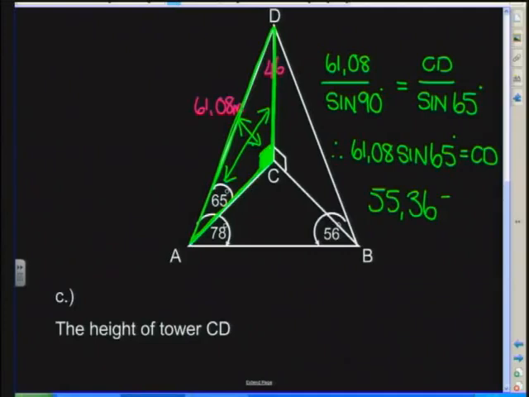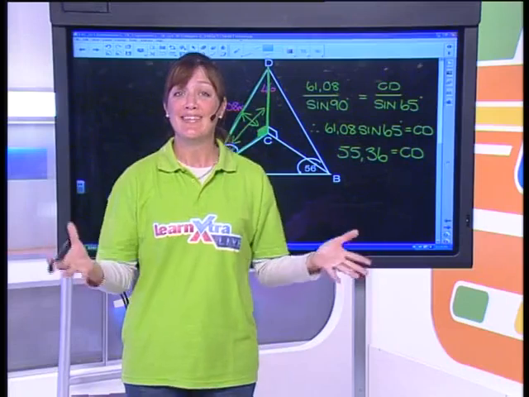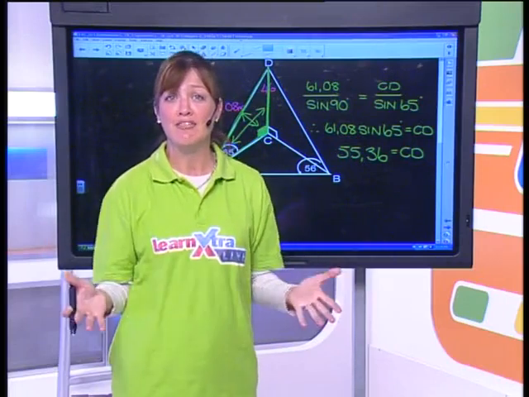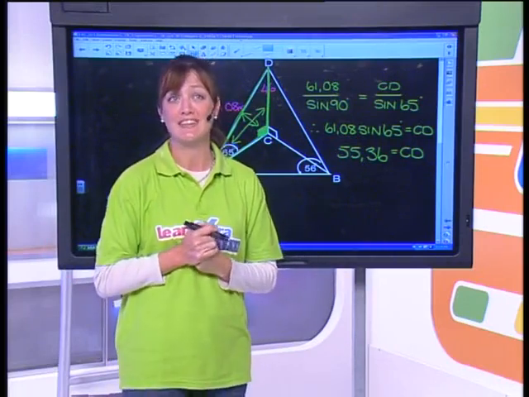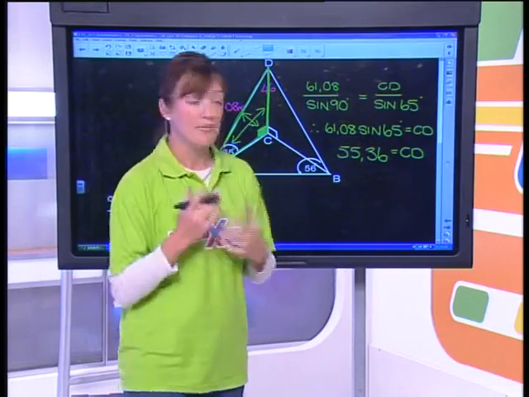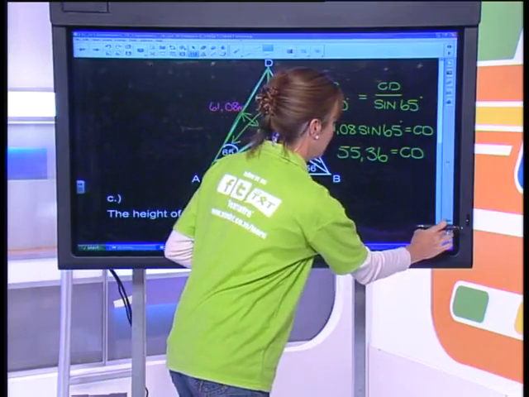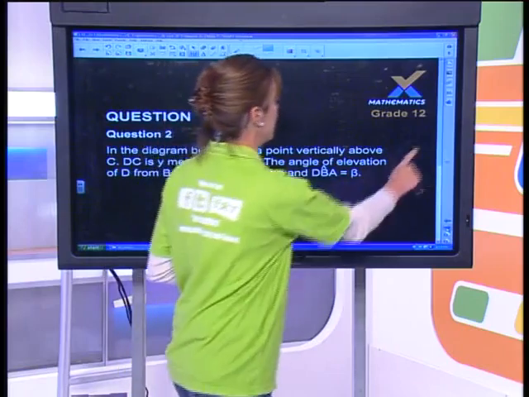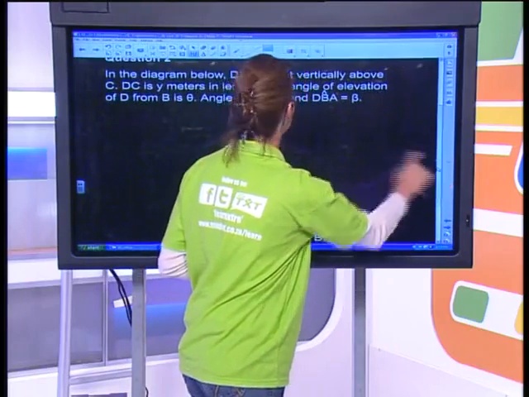55.36 is the length from C to D. Okay, so there we go. That was all the sine rule. There was no need for us to use the cos rule for that question. Let's have a quick look at this next question. We might have to break halfway, but let's get started with it and see how we go.